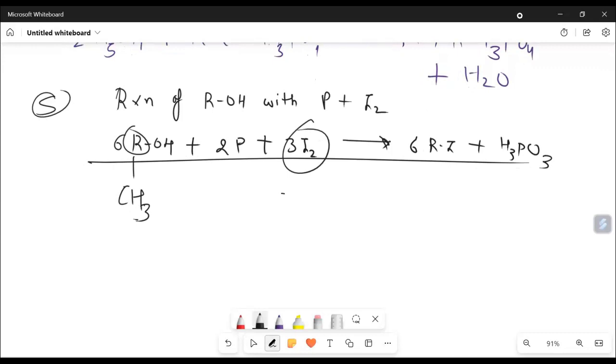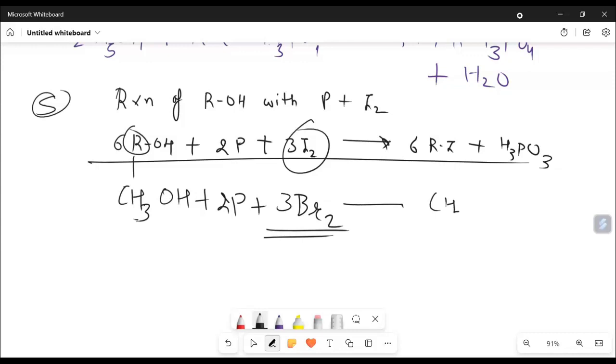In place of I2 you can also take 3Br2. The reaction follows the same way. Write CH3OH plus 2P plus 3Br2, okay, so 6 moles of CH3Br plus H3PO3. This reaction goes like that.